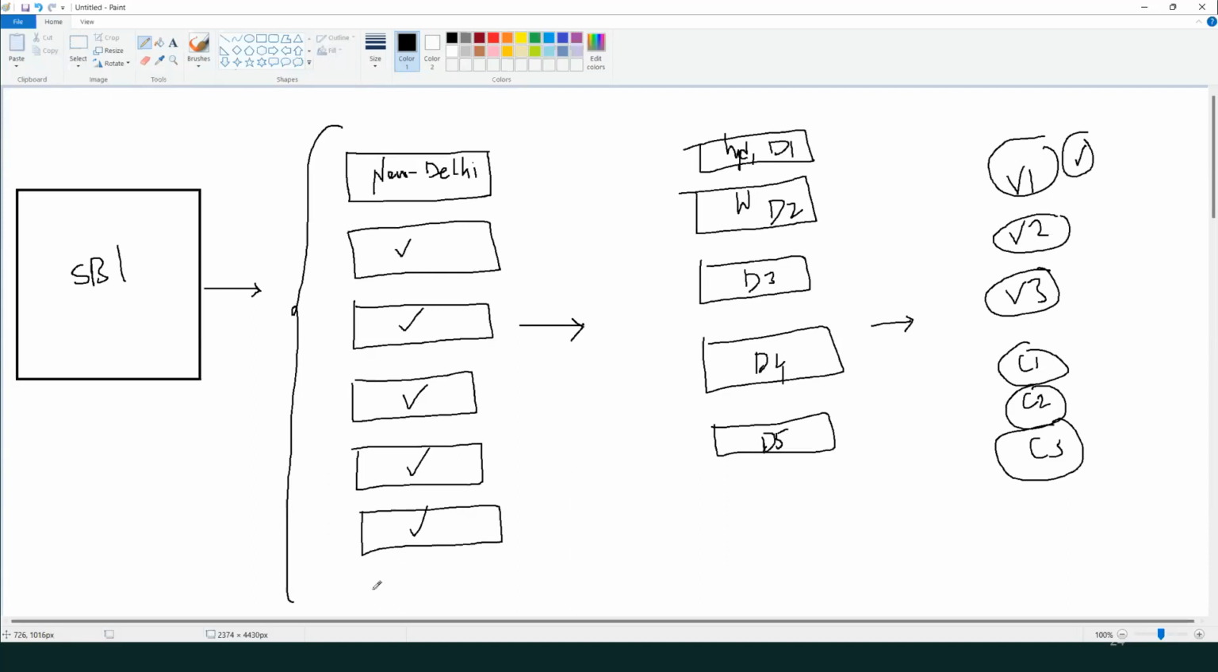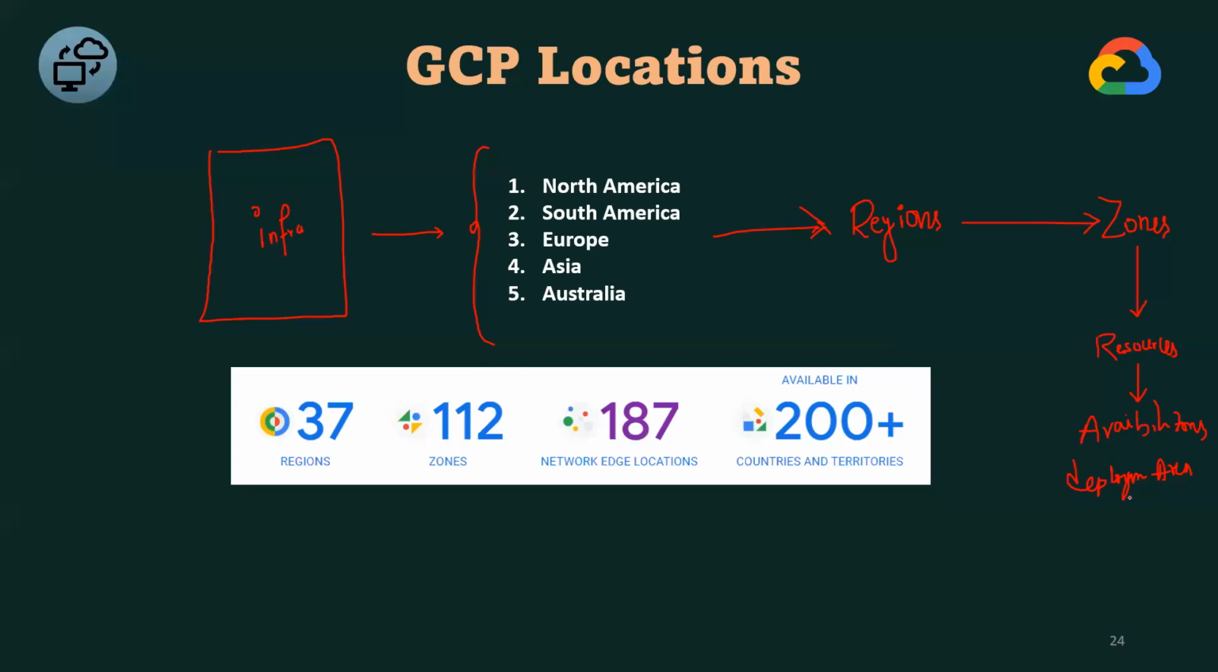Okay, so this is why we are doing this. This is for organizing purposes, only for proper organization. Actual resources will be available in the zones only. So that is the reason zones are called availability zones. On top of the resources, we will be doing the deployment. So that's the reason zones are also called a deployment area. Whenever you have the resources, we will be trying to deploy our applications on top of the resources. That's the reason we call it a deployment area also.